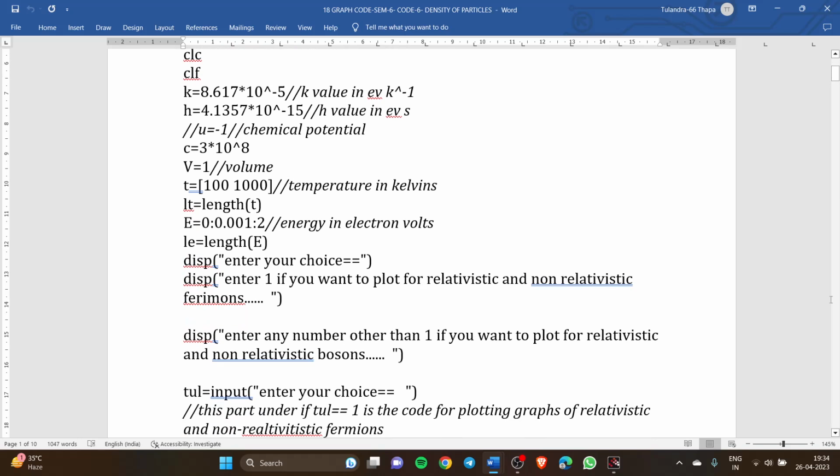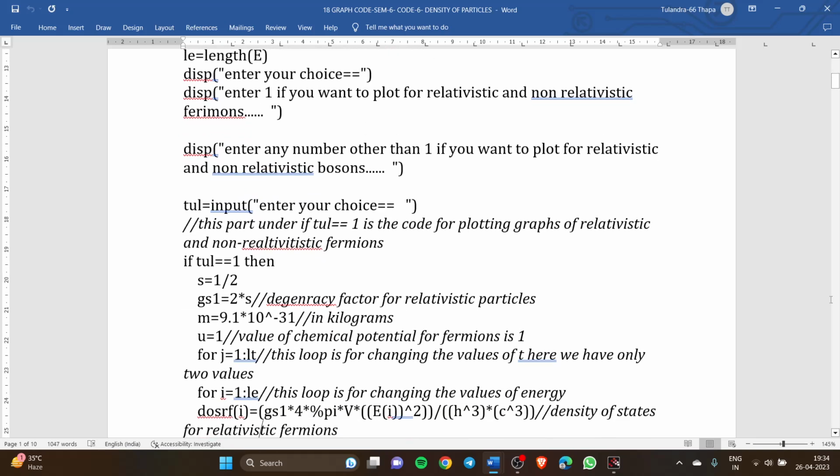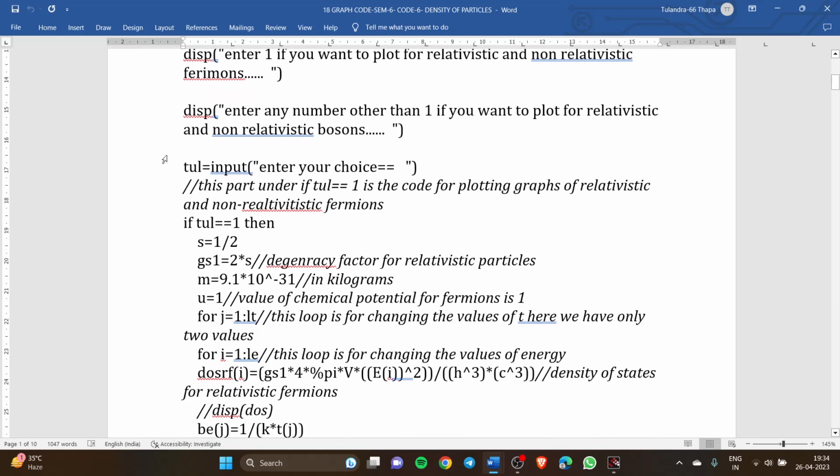Enter your choice. This choice is for this: if you want relativistic and non-relativistic fermions, enter one, and if you enter anything else you will plot for non-relativistic and relativistic bosons. So you have to put tool is equal to 1, and I have named the variable as tool. You can name it anything. If you put tool is equal to 1, then put s is equal to 1 by 2.